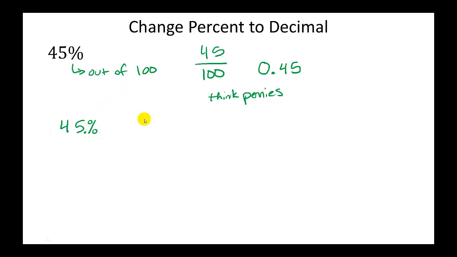Being out of 100, we're always going to be moving the decimal 2 places left. So 45% becomes 0.45, and the percent sign is gone. So 45% becomes 0.45. This is a shortcut based on what we worked out previously.